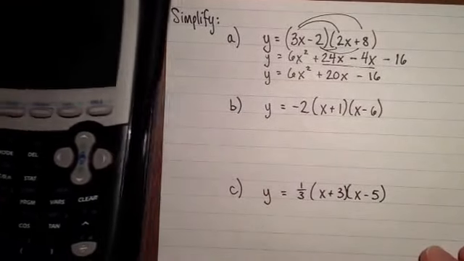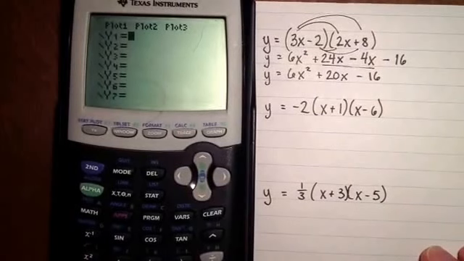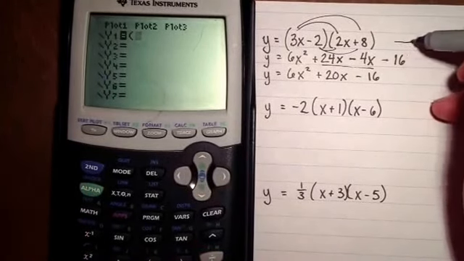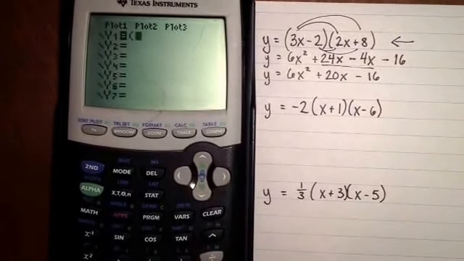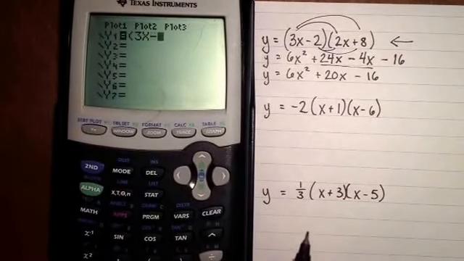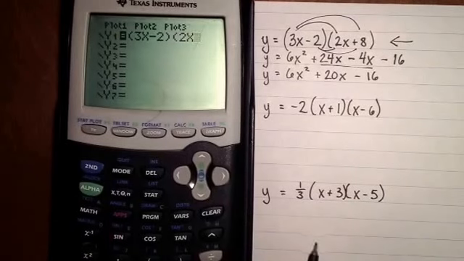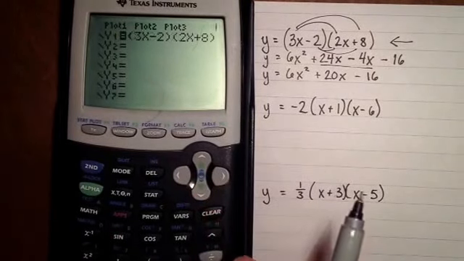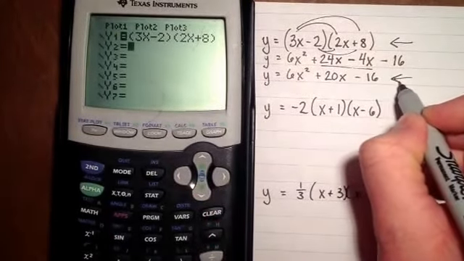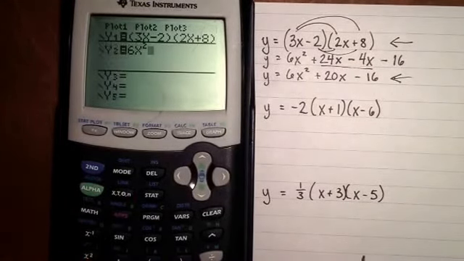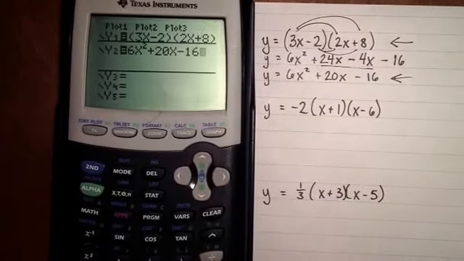So then to check, and you should do this every time. I'll only do it a few times because you can do it on your own without watching me do it. I'm going to graph this line. So we've got (3x minus 2)(2x plus 8). And then I'm going to graph my simplified version. So it's 6x squared plus 20x minus 16.